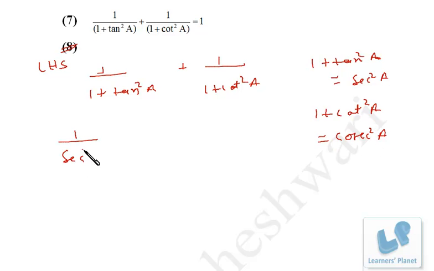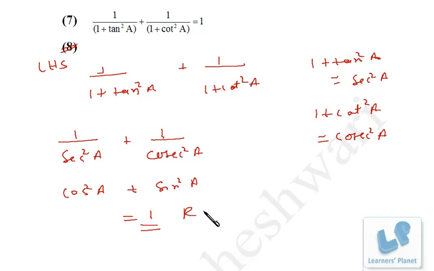So it's 1 upon sec square a plus 1 upon cosec square a. Now 1 upon sec square a will be what? Cos square a, because sec and cos are reciprocal of each other. So 1 upon sec square a will be cos square a, and 1 upon cosec square a will be sin square a, because sin a and cosec a are also reciprocal of each other. Now we know the relationship, cos square a plus sin square a is what? It's 1. So that's the right hand side, right? Just simply we put the identity, put the value of 1 plus tan square a and 1 plus cot square a, and we got the answer. Okay.